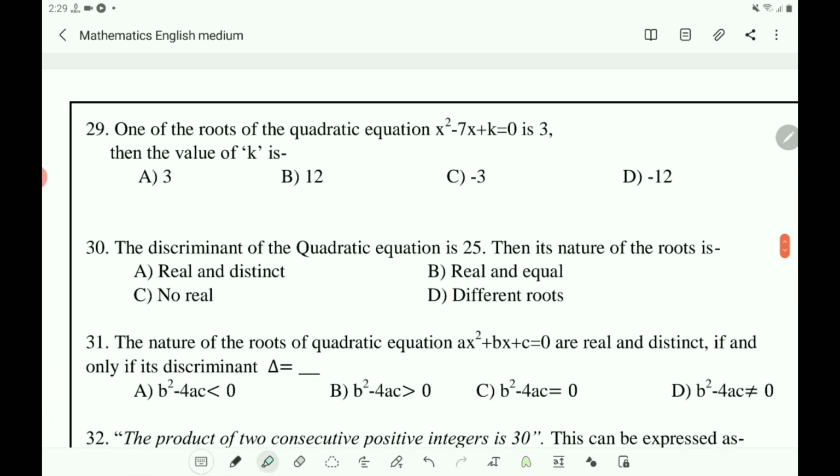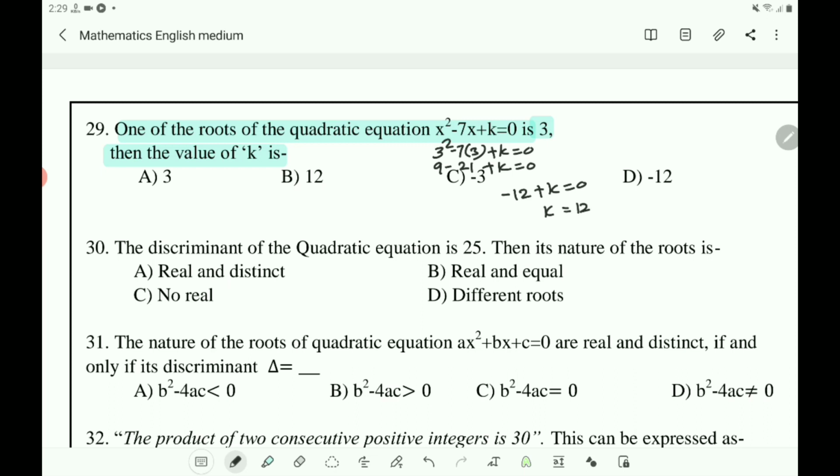Question number 29. One of the roots of the quadratic equation x square minus 7x plus k equals 0 is 3. Then the value of k is. Here one of the roots is 3, means x equals 3. Then put the value of x here. That becomes 3 square minus 7 into 3 plus k equals 0. That becomes 9 minus 21 plus k equals 0. Then 9 minus 21 is minus 12 plus k equals 0. So k equals 12.